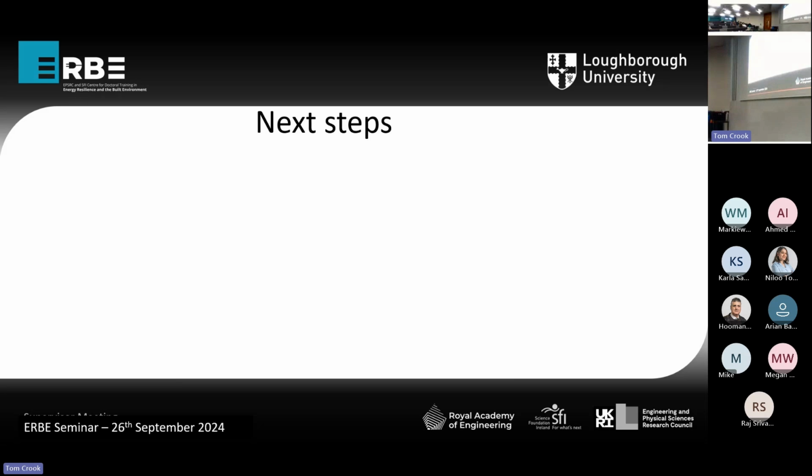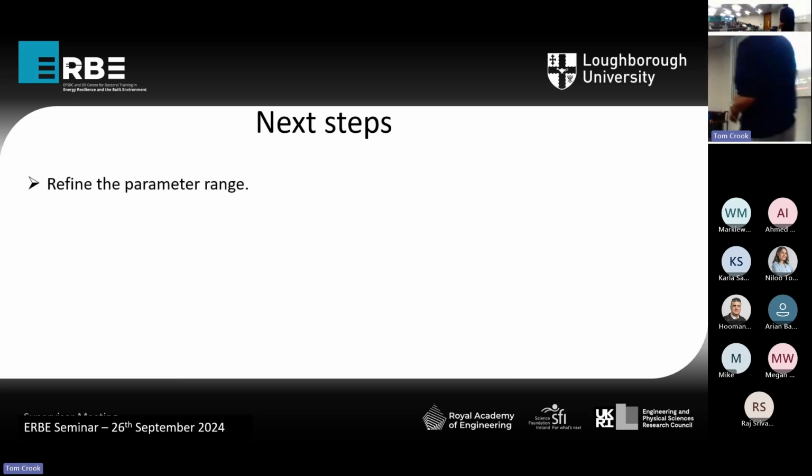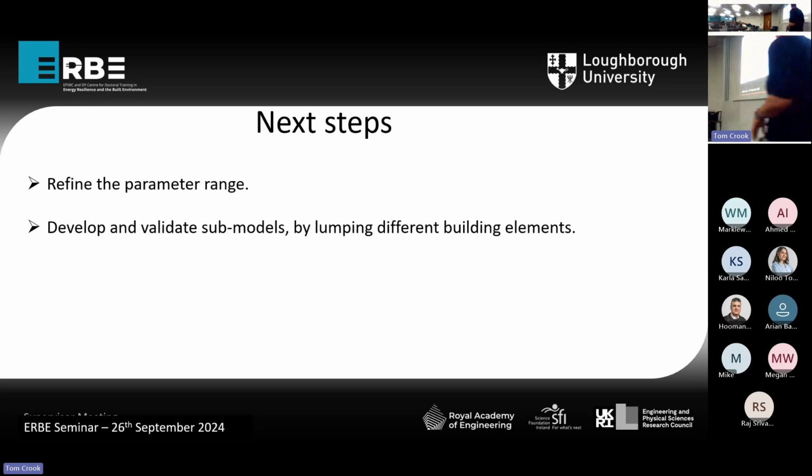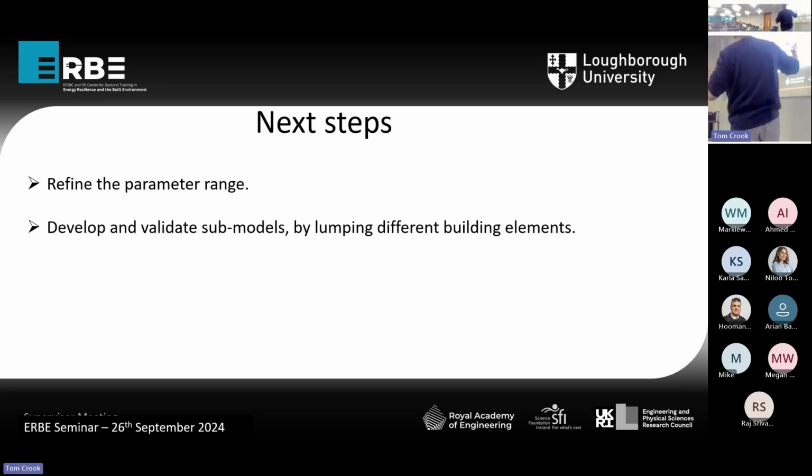So as a next step, what should I do? First, I have to refine the parameter range, find a better value for P to establish a well-defined space for calibration, and then try to lump those different building components together to make my model more simplified and reduce the number of parameters to try to avoid over-parameterization. And then repeat the experiments, so hopefully next time I can show you the parameters with much more feasible or plausible values.